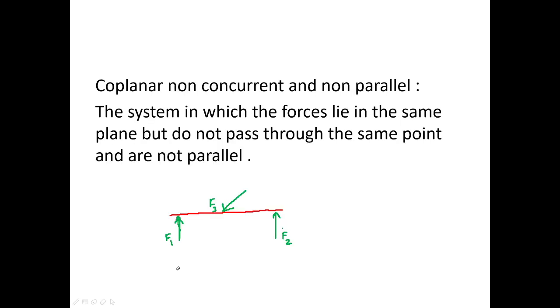Coplanar non-concurrent and non-parallel force system. The force system in which the forces lie in the same plane but do not pass through the same point, and the lines of action of the forces are not parallel, is known as a coplanar non-concurrent and non-parallel force system. In the figure, three forces are acting. The lines of action of all three forces are not parallel, and they do not pass through the same point. So this type of force system is known as a coplanar, non-concurrent, and non-parallel force system.